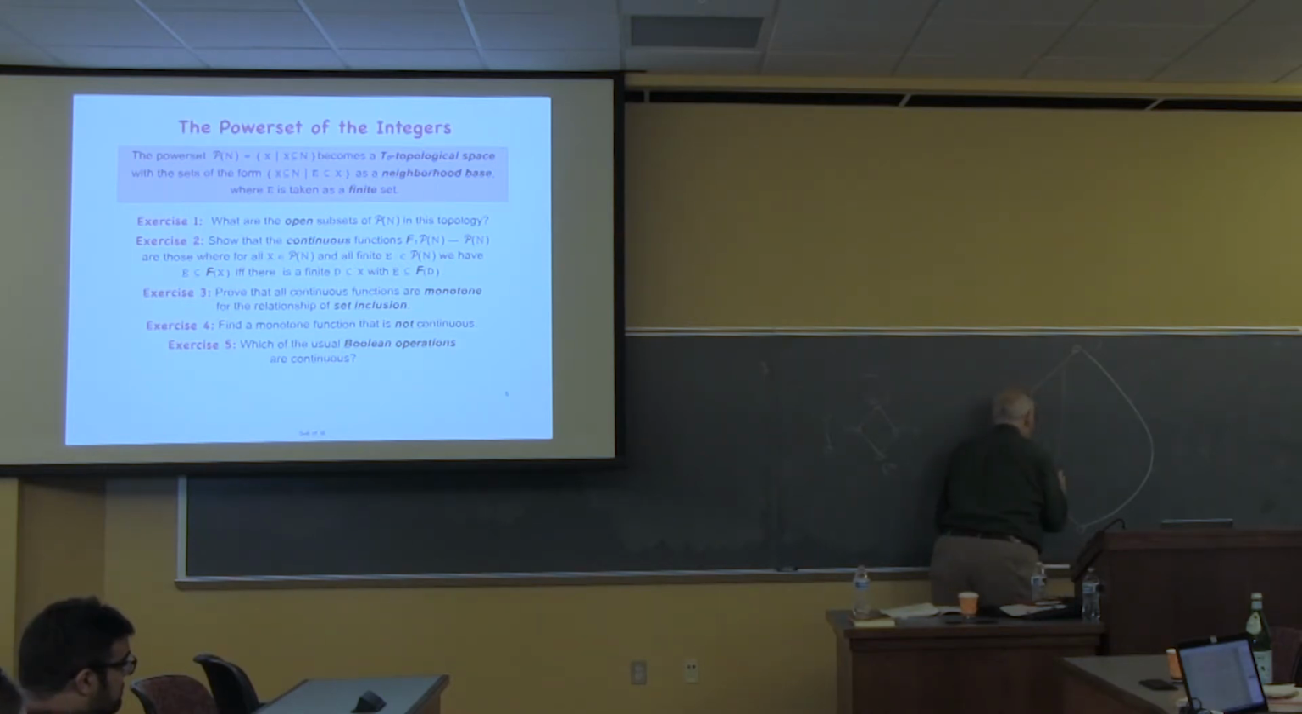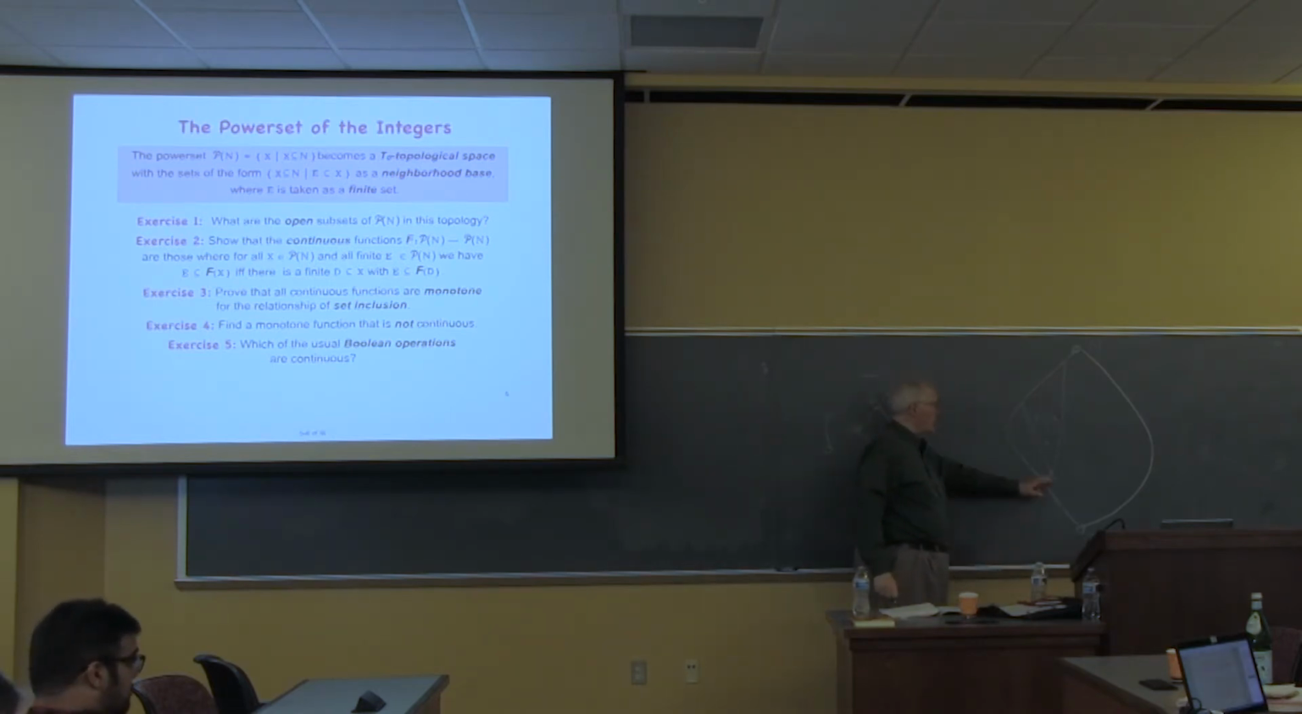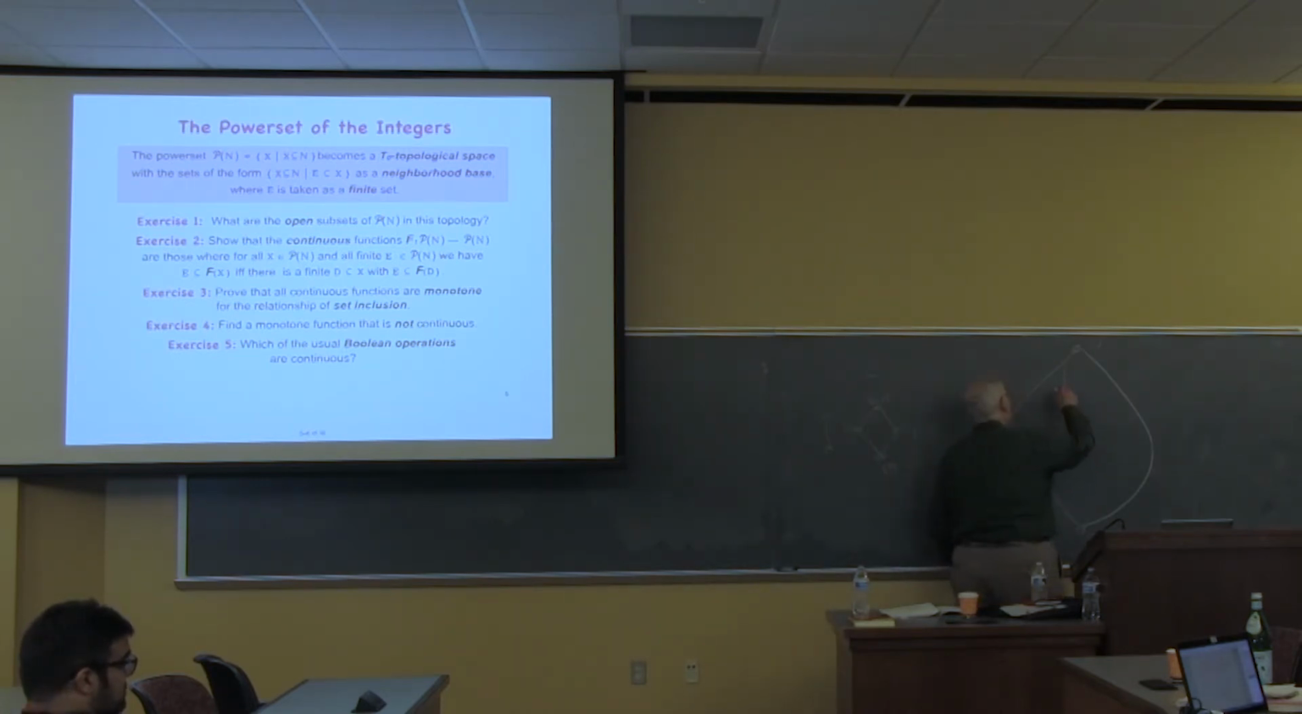You take a finite set E here, and you consider all the sets that contain that finite set. In other words, this is a finite amount of information about a possible set, and I ask which sets are appropriate for that finite set? That's all the supersets of the set. And so that's one neighborhood base there.